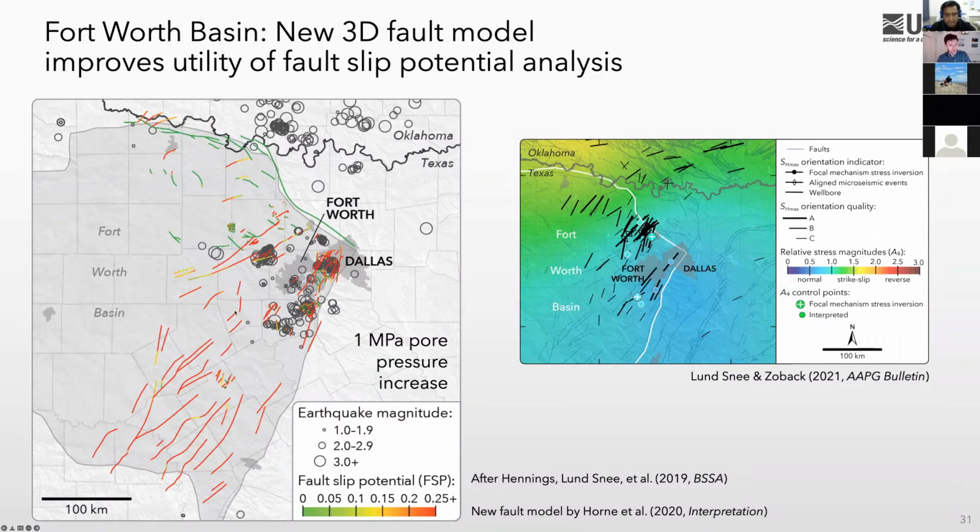And you can see that some of them, including many underneath the metropolitan area, are red, meaning they're quite sensitive. And so we can compare those to where the earthquakes actually happened. So that's a powerful approach.